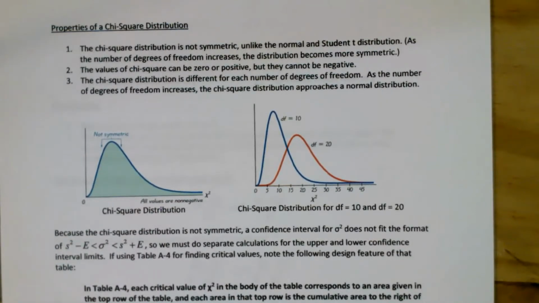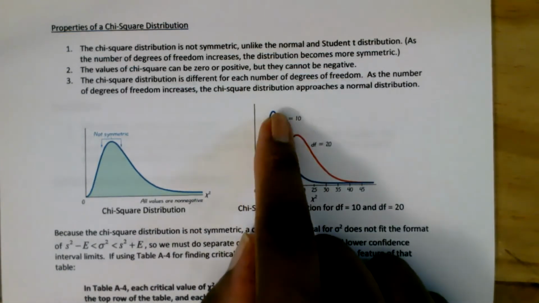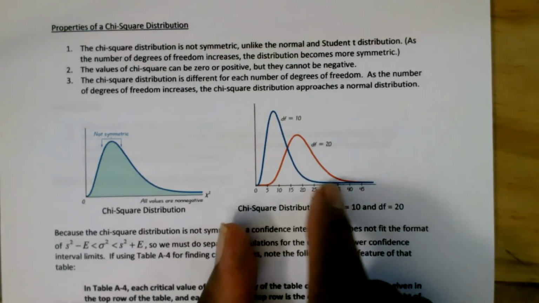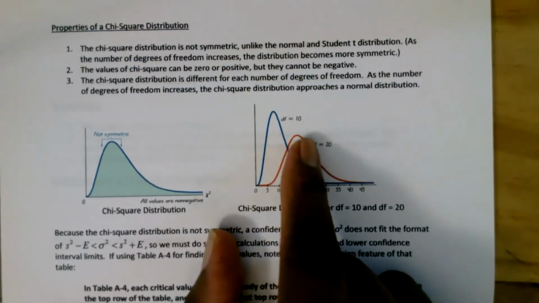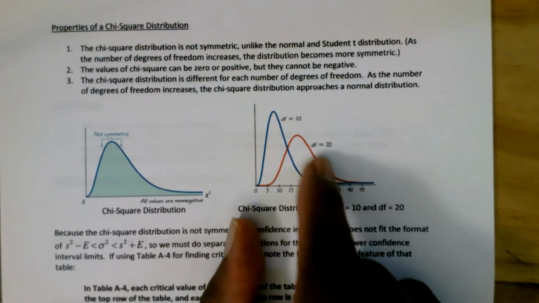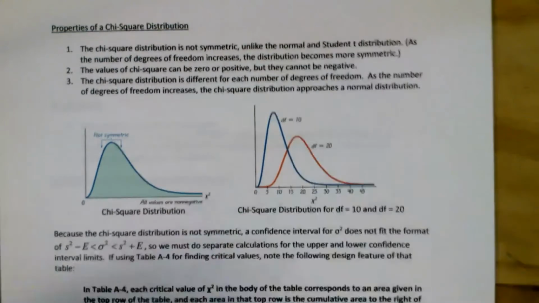The chi-square distribution is different for each number of degrees of freedom. So as the number of degrees of freedom increases, the chi-square distribution approaches the normal distribution. So here, this will be a chi-square distribution for 10 degrees of freedom. That's the one you see in blue. The one that you see in red represents the chi-square distribution for 20 degrees of freedom.